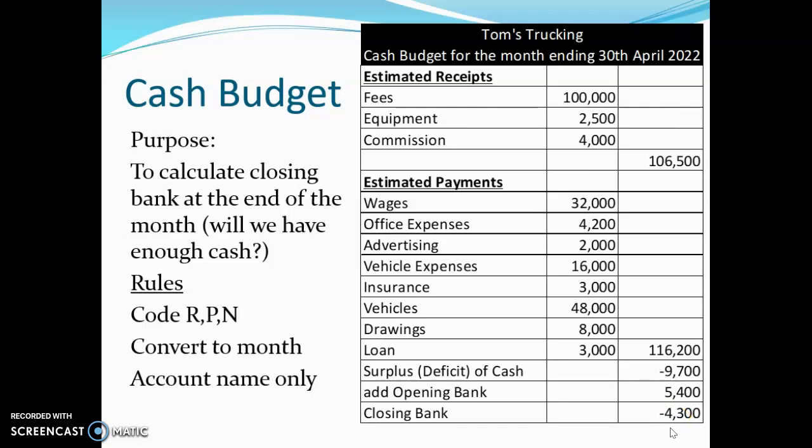So they might want to do something about that. If I'm looking at it, I can see that they've bought new vehicles here. That probably should be funded by an increase in loan. You're not asked to comment on that. You're just asked to do the cash budget.